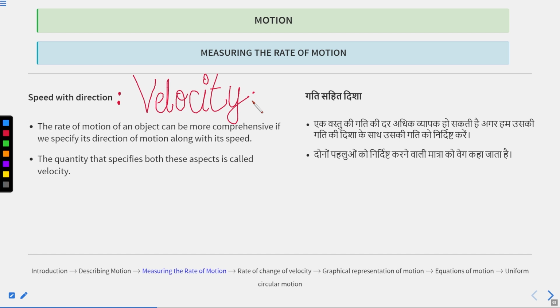And what is the definition? Speed is distance divided by time, and speed with direction is known as velocity. The rate of motion of an object can be more comprehensive if we specify its direction. The rate of motion becomes more specific if we include the direction along with speed, and the new quantity which has both aspects is known as velocity.